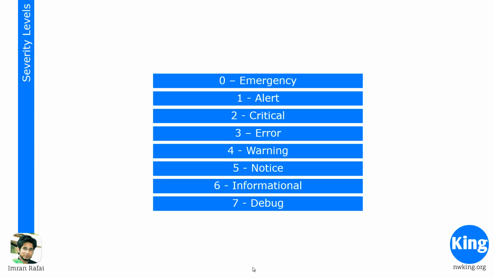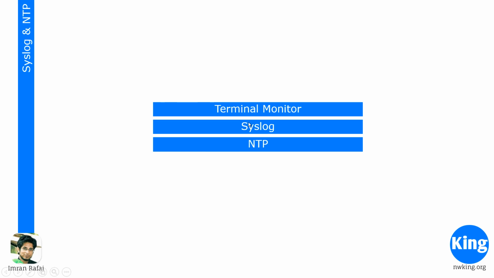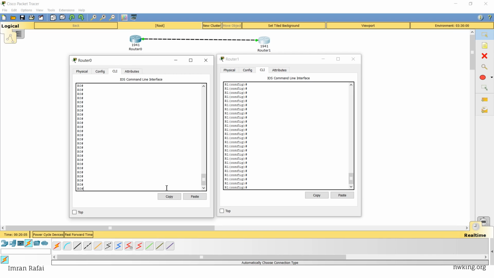Right, so that's how you tell, and these are the different severity levels. So that's terminal monitor. Now let's look at Syslog. I'm going to go back to Packet Tracer. So that's how you do logging.